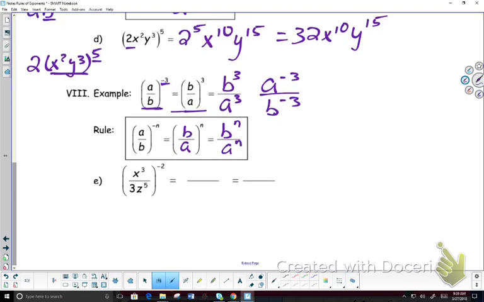Next scenario, to make my negative go away, 3z to the 5th would go to the top, x cubed would go to the bottom. And now it's just raised to the positive 2. I've made the negative go away. Now I have to square everything in the parentheses. So 3 squared is 9. Z to the 5th squared would be power to a power, so you multiply them. X cubed squared, power to a power, so you multiply them. Okay? If you have any questions, let me know.